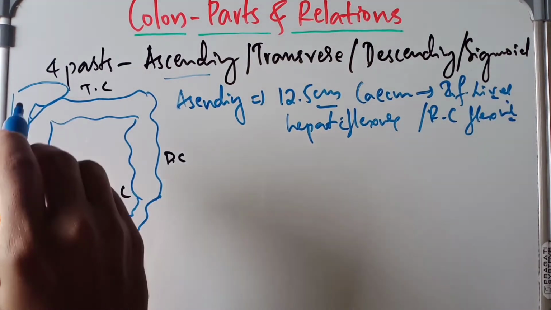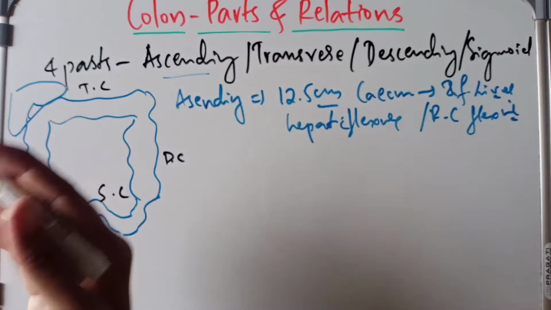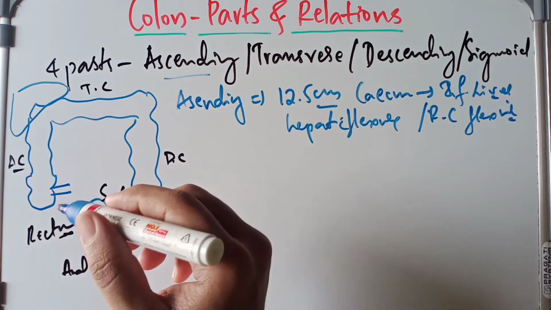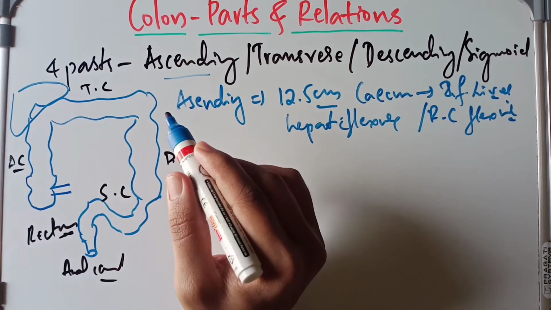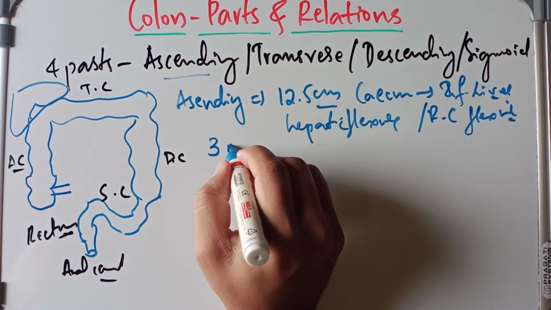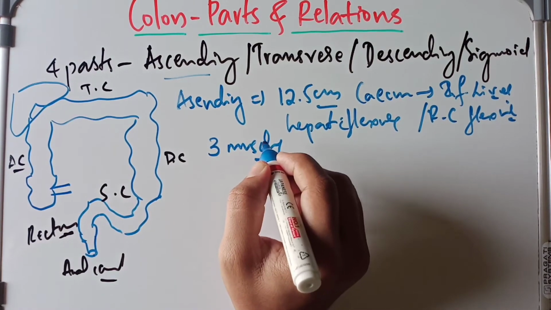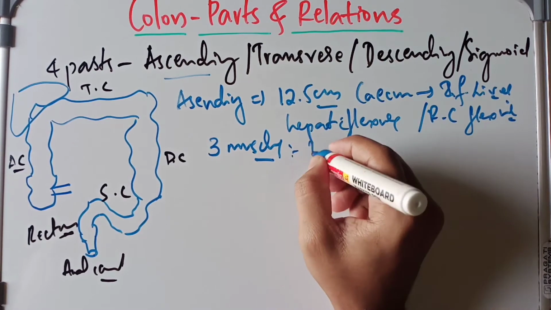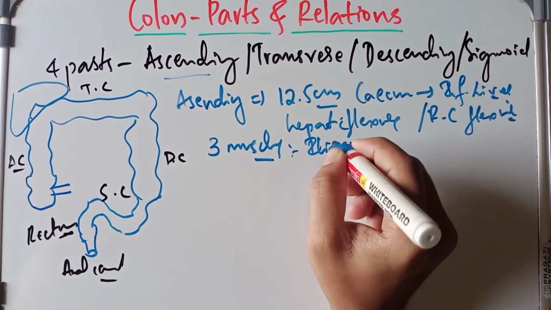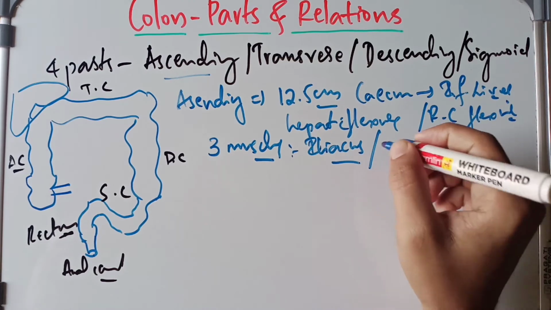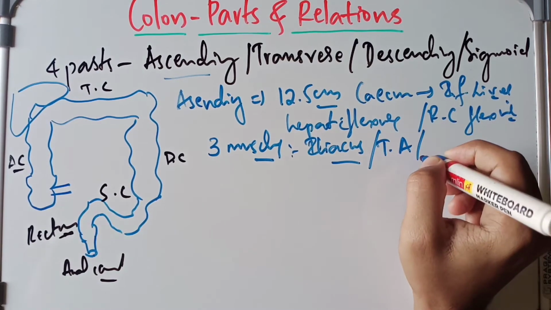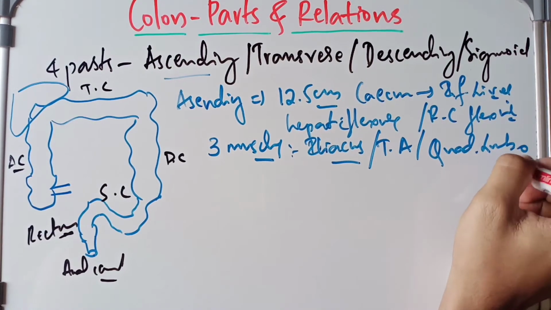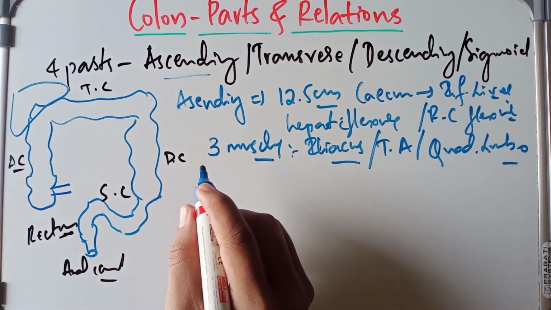It lies in the right paracolic quadrant, and it is covered by the peritoneum on the front and the sides, which binds it to the posterior abdominal wall. Coming to its posterior surface, it lies on three muscles. What are the three muscles? It is the iliacus, the quadratus lumborum, and also the transversus abdominis. These are the three muscles that lie posterior to the ascending colon.